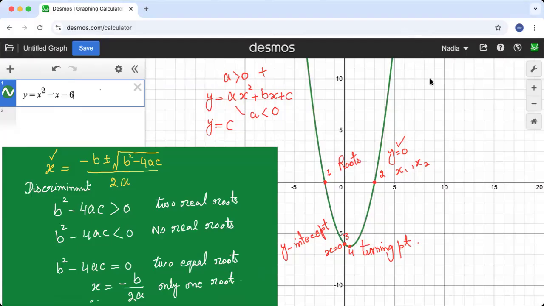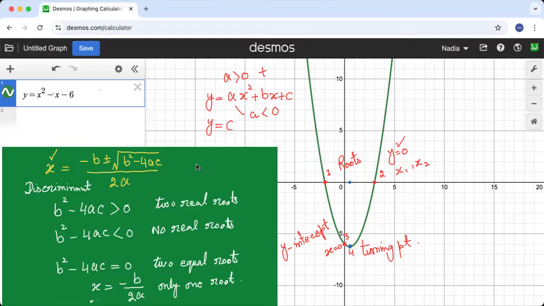So this root will lie at the turning point over here. This is the turning point, because if we move this parabola up, then this point will touch our x-axis and give us one single value of the root. Now let's test this single root value on our example, y is equal to x square minus x minus 6. What will be the answer?